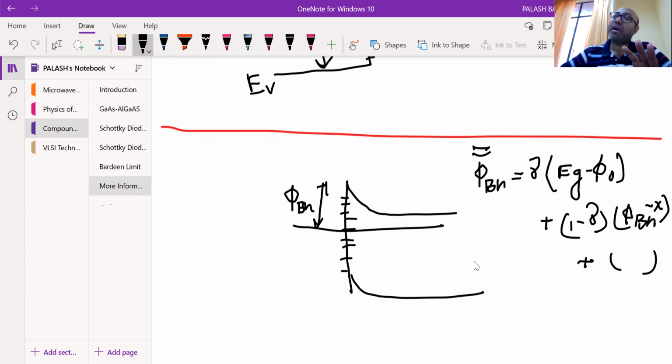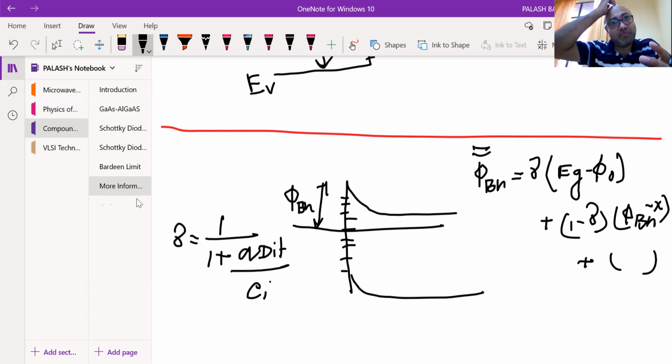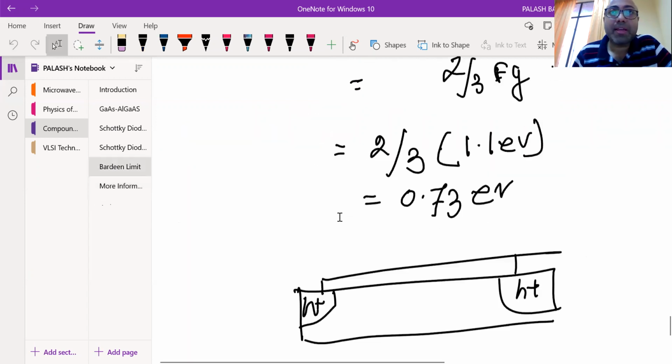So what is important here, you can understand what was the discussion last day, like 1 by 1 plus q Dit, remember. If you see, if your density of interface states is very high, suppose infinity, then this χ is equal to, so 1 by infinity means 0. So I think I have made a mistake. So go back, check.